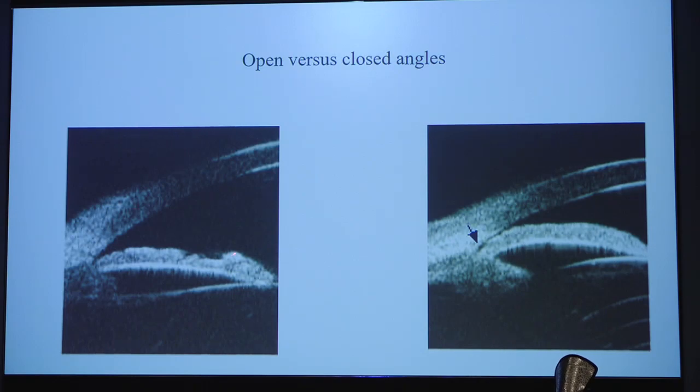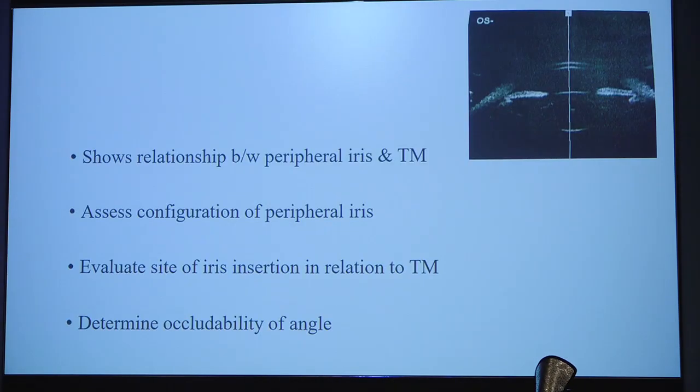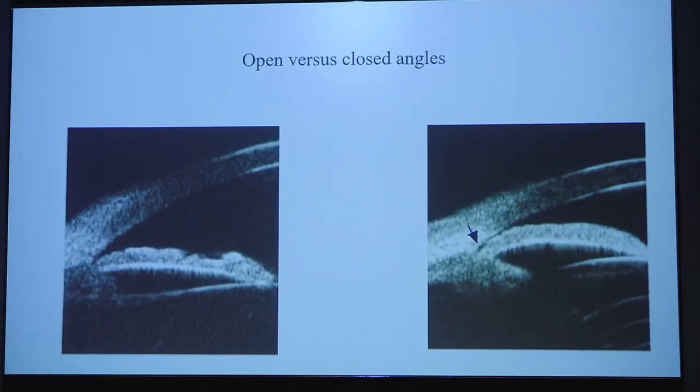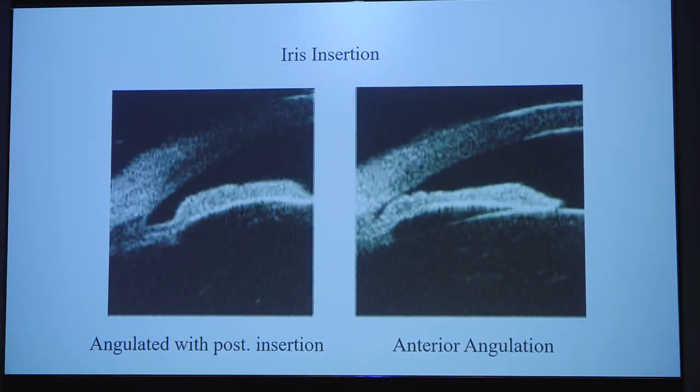So here you can see the configuration of the angle. You can see the angle recess is reasonably open, and here you can see it's an entirely narrow, almost slit-like angle recess, practically closed. That will help you determine whether a YAG PI would be helpful in this case or not. Also for the iris insertion, both of them are angulated irises, but here you can see a posterior insertion and the recess is there, but here you can see an anterior angulation, again closing the angle totally. So again you can easily confirm between an open and closed angle.